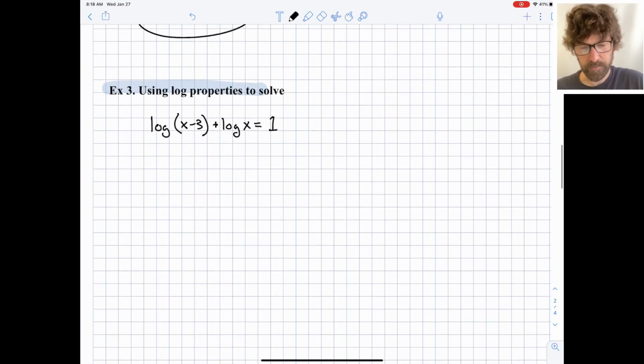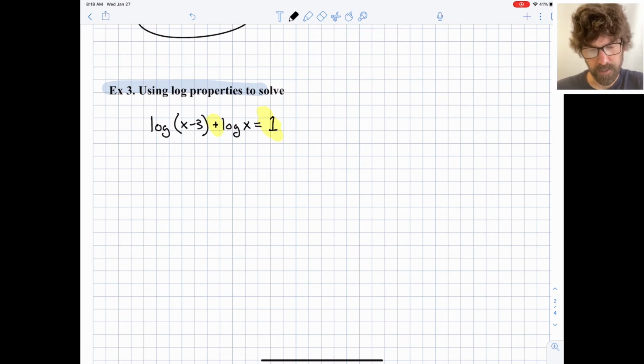Our last problem of this video is our most complex one, and we're going to use log properties to solve for x in this case. And you can see that we have a common base of 10, so that's good. We were dealing with the addition of 2 logarithms, which means that's going to be the log of a product, and everything's equal to 1. So think a little bit about what you want to do here.